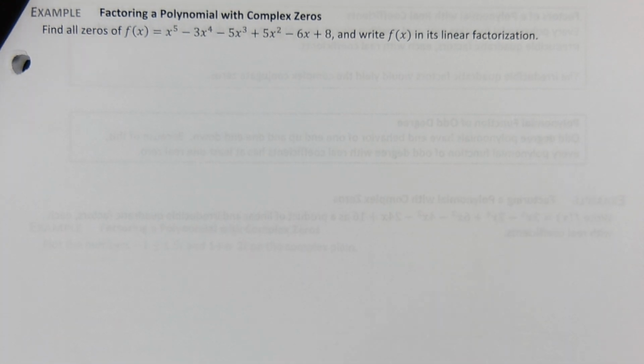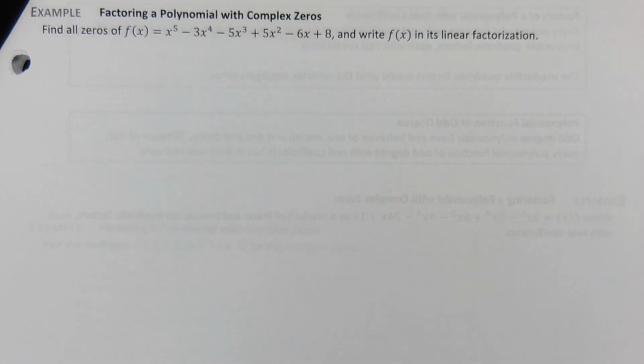This is another fifth degree polynomial. That means it has 5 linear factors. That doesn't mean all of its linear factors are pretty. Some of them could be irrational. Some of them could be complex. Some of them could be pretty and real and rational.